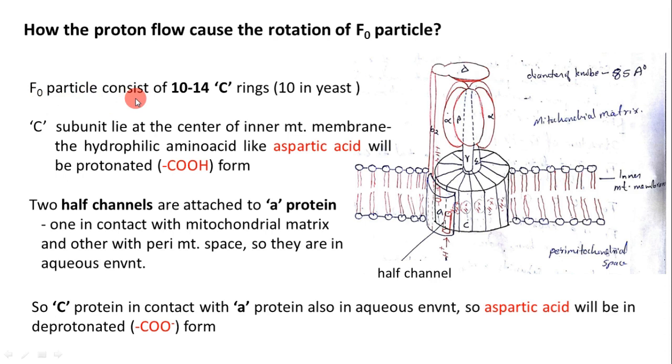You know, the F0 particle consists of 10 to 14 C rings. In the case of yeast, there are only 10 C rings, but in other eukaryotes, there are 10 to 14 C rings. Here the C subunits lie at the center of the inner mitochondrial membrane.